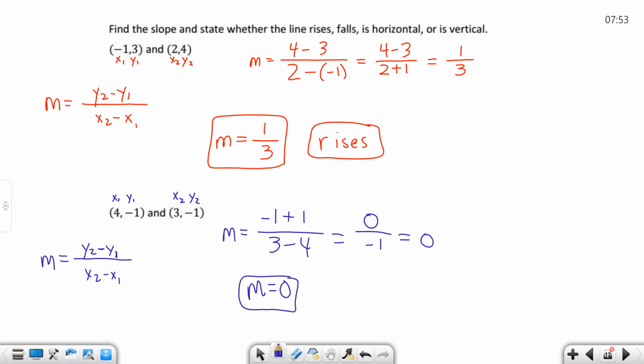And remember, Vux and Hoy. Hoy says horizontal line has 0 slope. So this line here is horizontal. And think about rise over run. If it's 0, it has no rise over a bunch of run. It has a bunch of side to side, but no up and down.